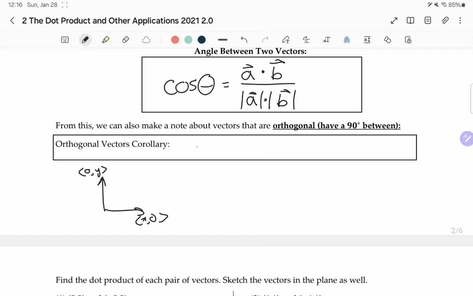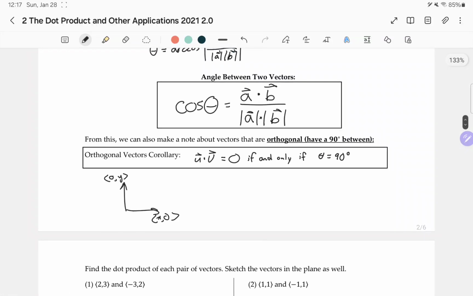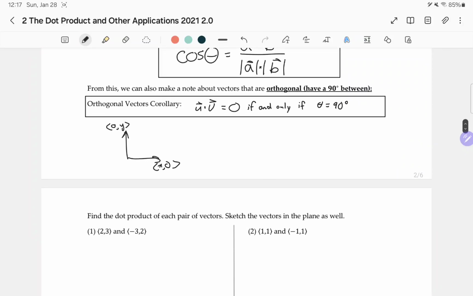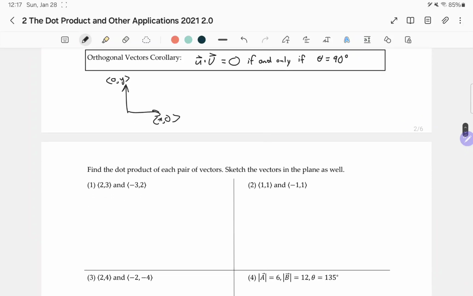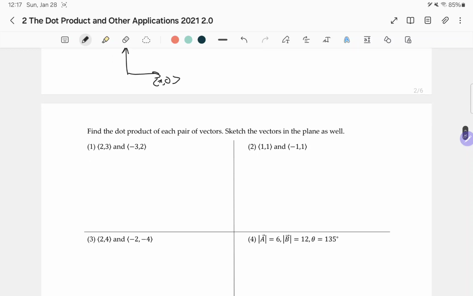So if we have vectors at 90 degrees, so let's just say u and v, and they're at 90 degrees, we should get a 0 for the dot product. So we can say that the dot product between u and v is 0 if and only if it is a 90 degree angle. So theta equals 90. So if you ever get a dot product that's 0, it's really easy to tell that it's perpendicular. Or if it's perpendicular and asks you the dot product, boom, it's 0.